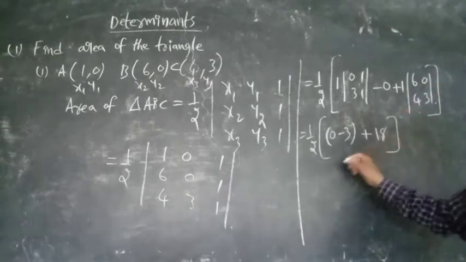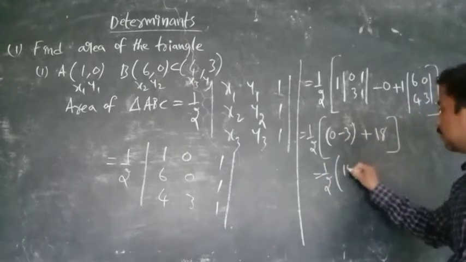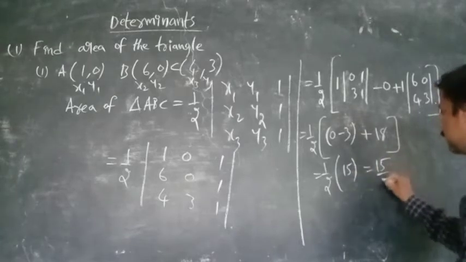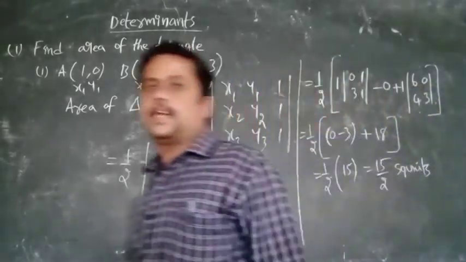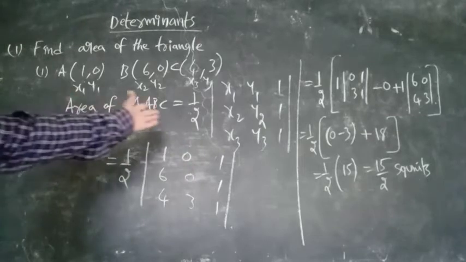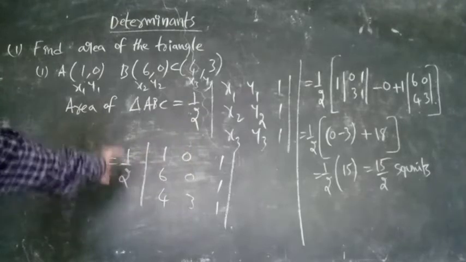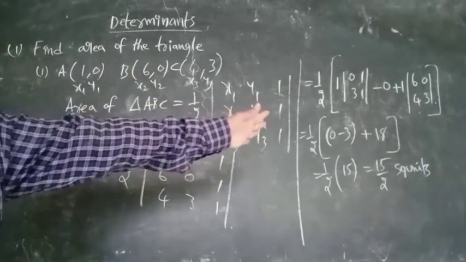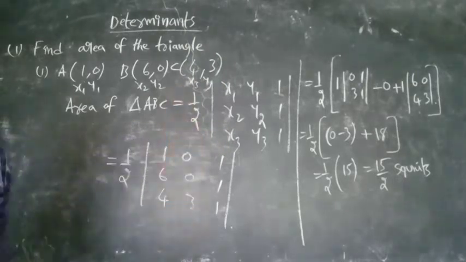So this is the answer. 1 by 2 into minus 3 plus 18 is 15. Therefore the area is 15 by 2 square units. Like that you have to calculate the area of the triangle. Very important and very easy also. First write the formula x1 y1 1, x2 y2 1, x3 y3 1, substitute the values, and calculate the determinant. If you know how to calculate the determinant value, it will be even better.